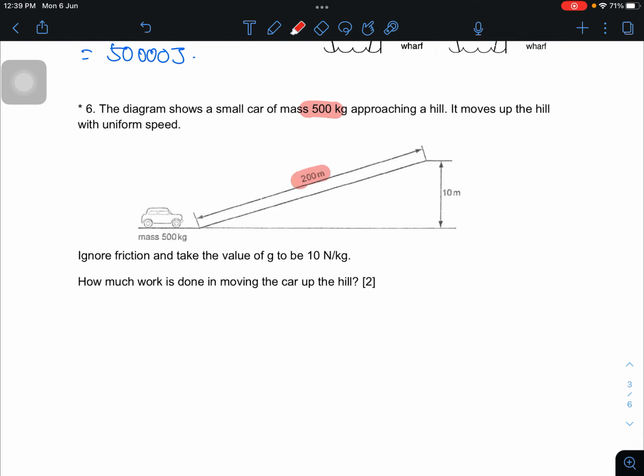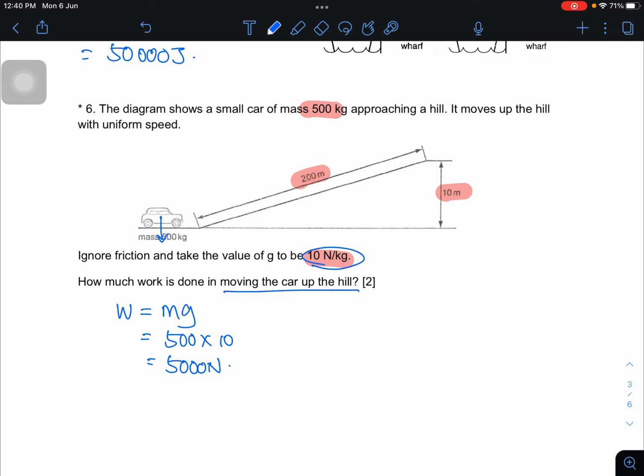All right, I have 200 meters here, I have 10 meters here, and g. Okay, work done moving up the hill. We are not given any forces, but we are given a mass. So what can a mass tell us? The mass can help us find the weight, and that's the purpose of giving us the g field strength. So it's 500 multiplied by 10, I have 5,000 Newton. Now ask yourself, what is the direction of this weight that is acting on the car?